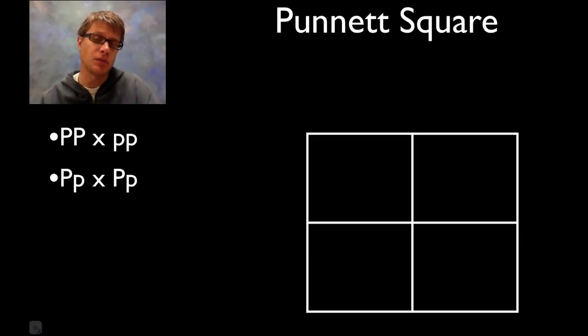How many phenotypes am I going to get? Well, I'm only going to get 2 physical phenotypes. So I'm only going to get purple and white. Let's try the next one.